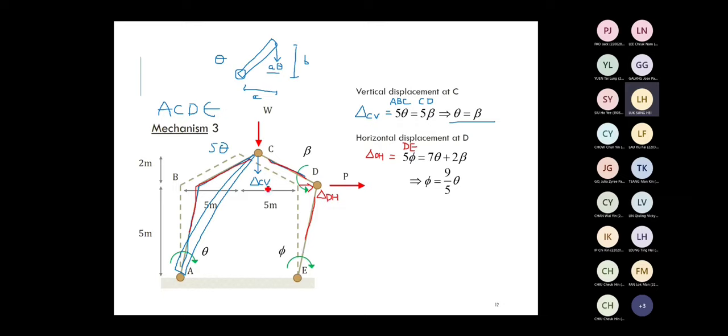And then you consider the left-hand side portion. There are two parts, right? ABC. ABC is equivalent to an inclined member, so you can find the horizontal component.